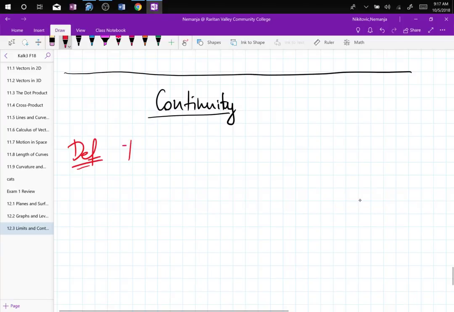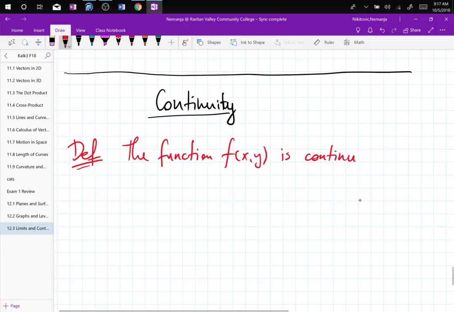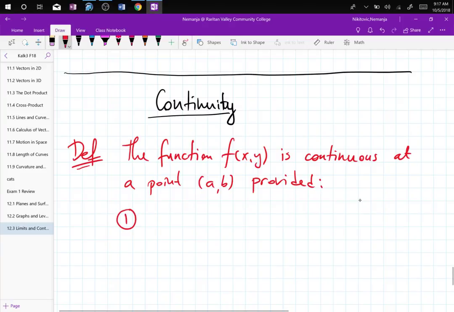So the function f of xy is continuous at a point (a, b), which is in the domain, in the xy plane, provided, and we have the same 3 rules like in Calculus 1. Rule number 1, f of (a, b) exists.